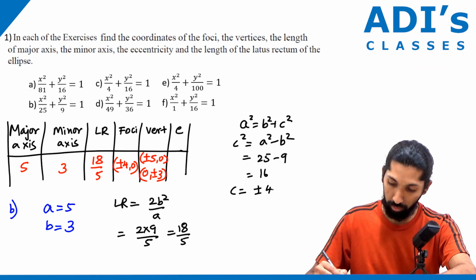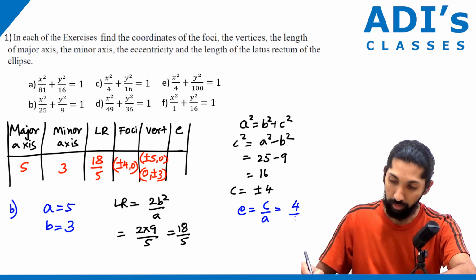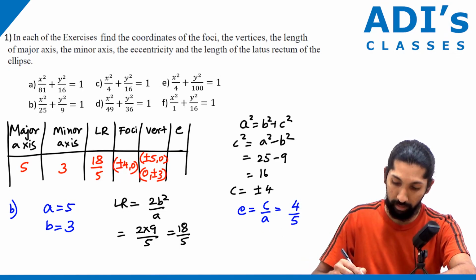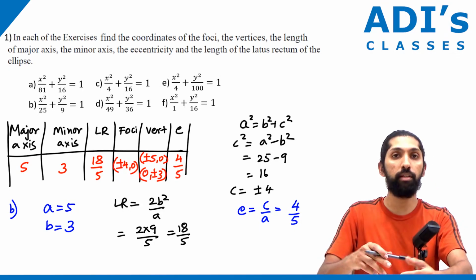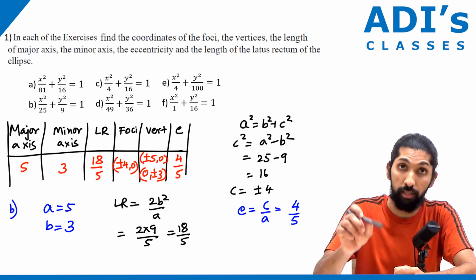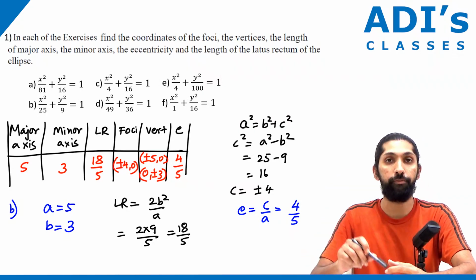Now finally E. E is equal to C by A. So we have 4 divided by the A value, which is 5. So 4 by 5 is the eccentricity. Remember I told you that for an ellipse the eccentricity is always less than 1. This is the proof. Fair enough?